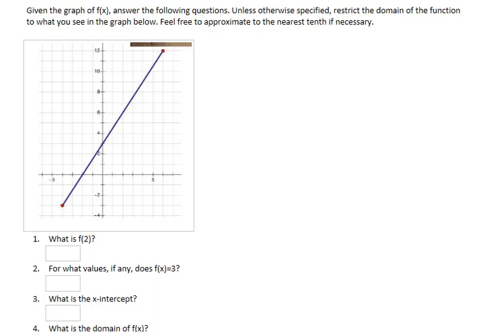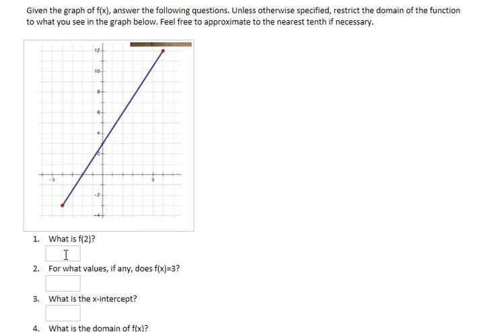Here we have a graph. It's really just a line segment, and it tells us in the directions that we can assume that the entire function is just this line that we see here. We don't need to assume that it goes off forever in every direction, even though we certainly could. The directions explicitly tell us don't go beyond what the graph shows you.